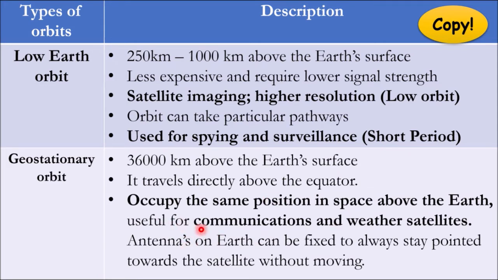Okay? It's used for communication and weather satellites, which makes sense because if your satellite is stationed in the same position for a continuous period of time, then obviously you can track how the weather is changing. Okay, antennas on Earth can be fixed to always stay pointed towards the satellite without moving. So it allows for flexibility as well.